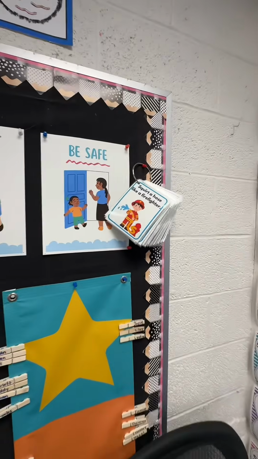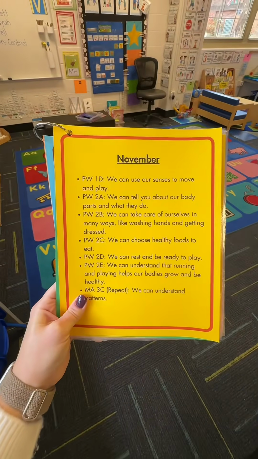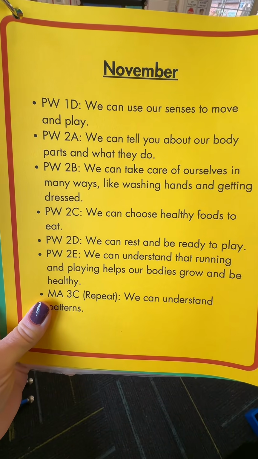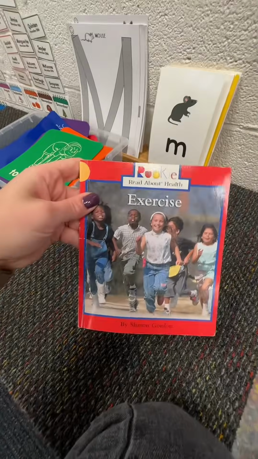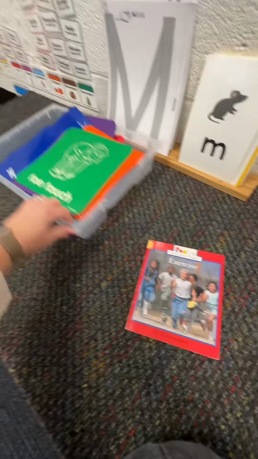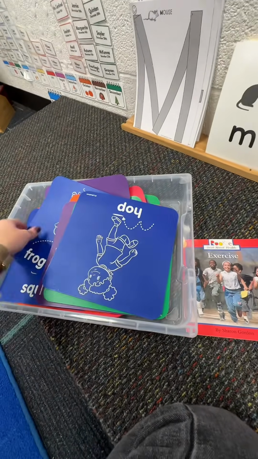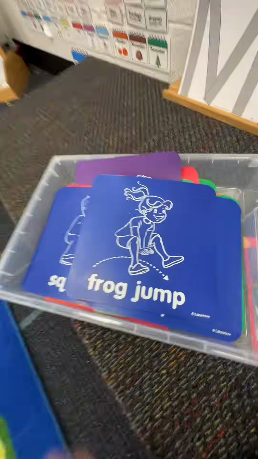After we get all of our wiggles out, it's time for our daily lesson. This lesson is based on our learning targets that I have organized by month. Today we're learning all about exercise. We can understand that running and playing helps our bodies grow and be healthy. I always pair a book with my lesson, so we're reading this nonfiction book, Exercise. I show students where their heart is when we feel our heart. We're going to learn all of these different exercises and then feel our heart again after we're finished. I love that the students always say, "My heart is beeping."